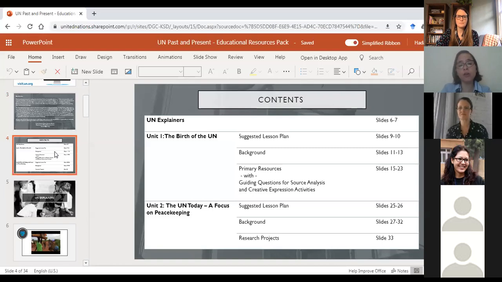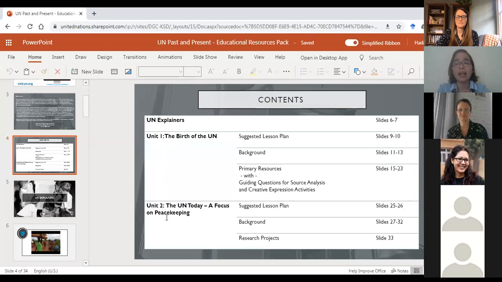So we also prepared for you a lot of primary resources for analysis. And all the lesson plans, we have options either for middle school or for high school. So you decide what resource is better to use with your students. So this is the first unit, and the second one is a focus on peacekeeping and the UN today.